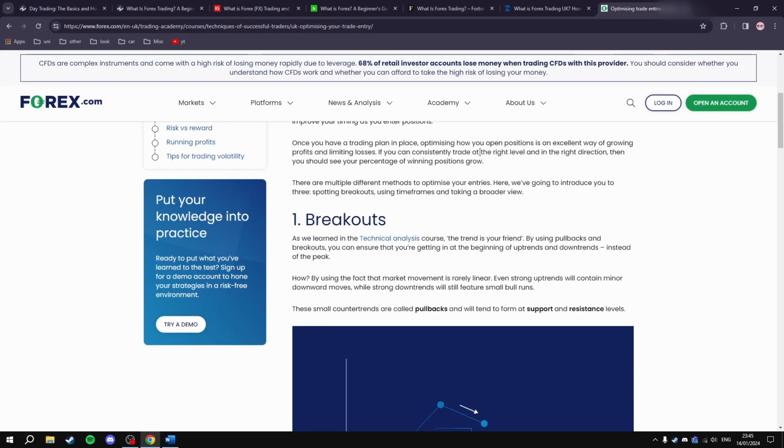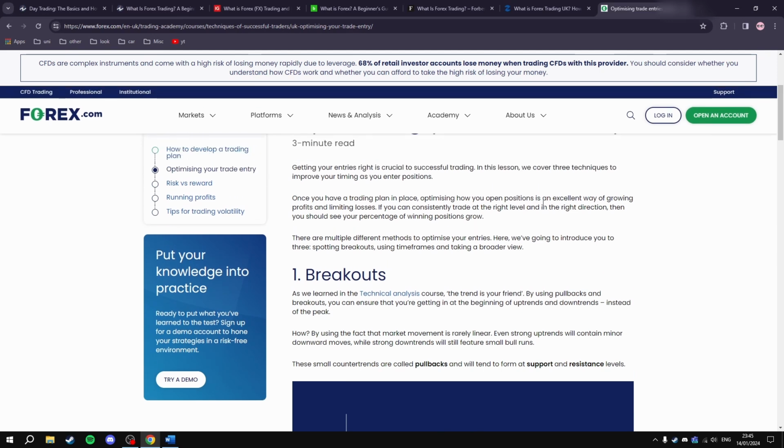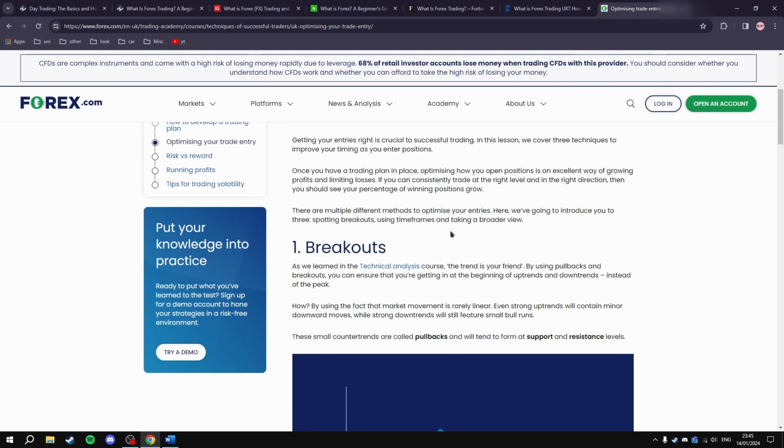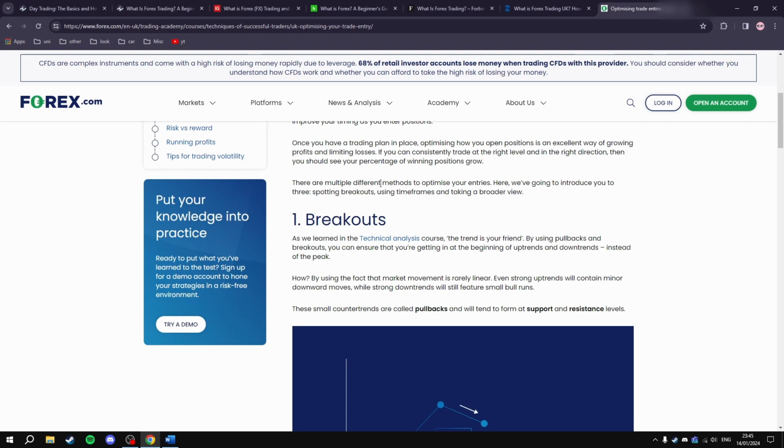Once you have a trading plan in place, optimizing how you open positions is an excellent way of growing profits and limiting losses. If you can consistently trade at the right level and in the right direction, then you should see your percentage of winning positions grow. There are multiple different methods to optimize your entries. Here we're going to introduce you to 3. Spotting breakouts, using time frames, and taking a broader view.